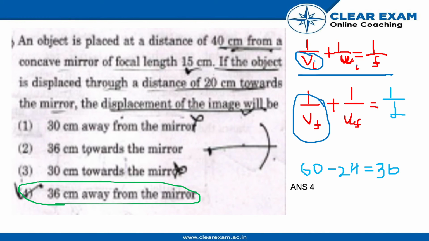So if we calculate the image shifting, then we can find that 60 minus 24 is equal to 36. So the correct answer for the solution is 36.